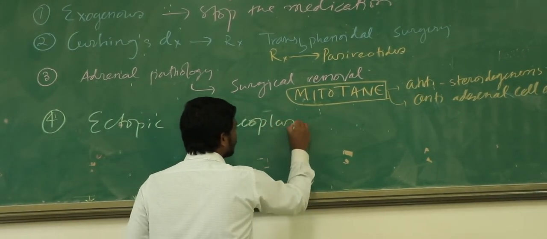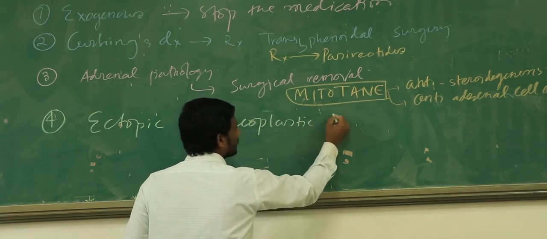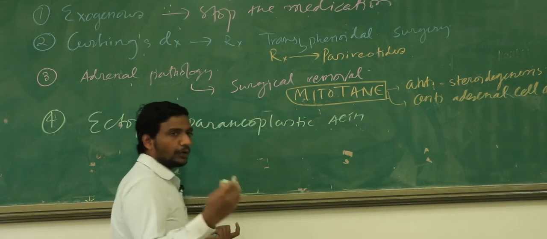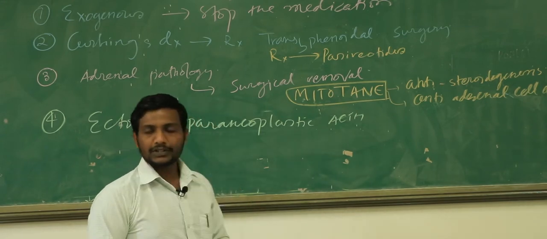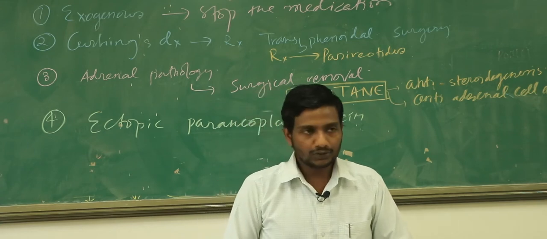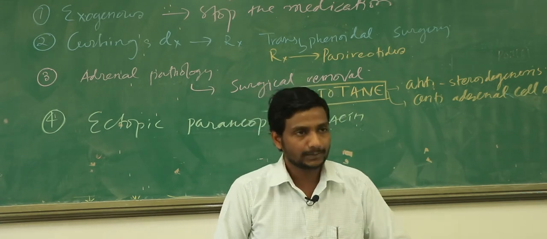Now in the same way, suppose the patient has the problem of ectopic paraneoplastic ACTH, then what was the treatment for this one? Tell me. Paraneoplastic ACTH, what was the treatment? It depends upon what is causing it. If it is a small cell lung cancer, then maybe chemotherapy will give a very good response, right?